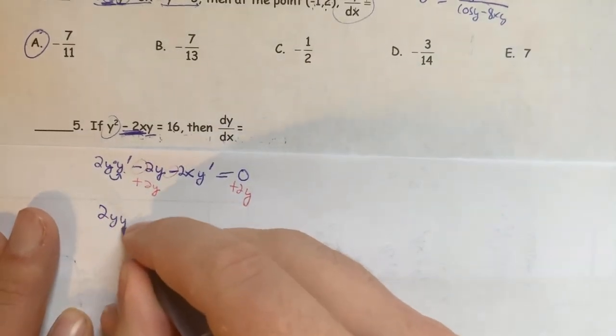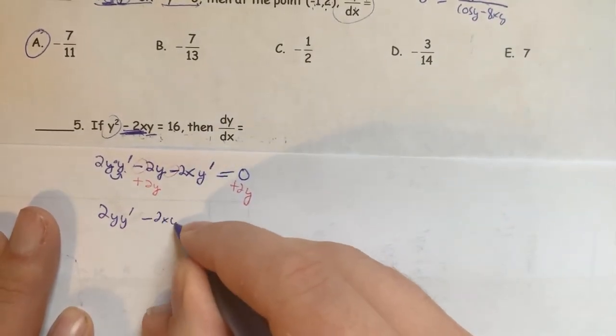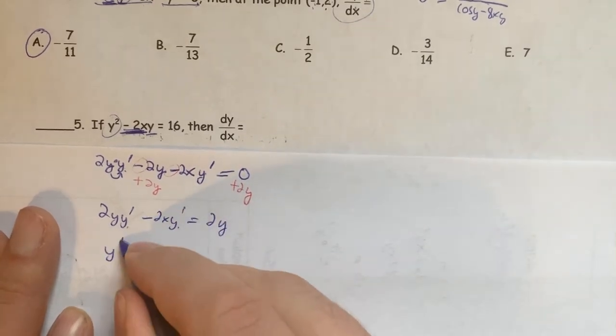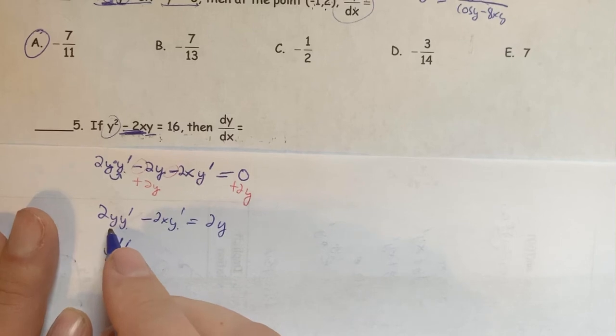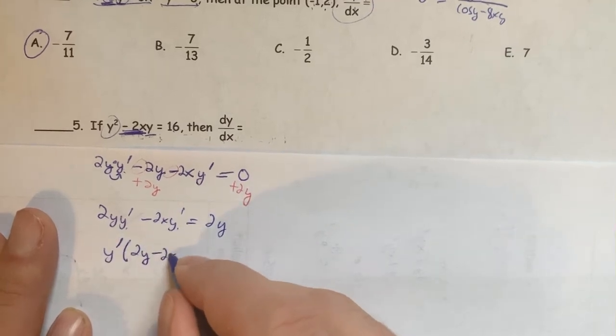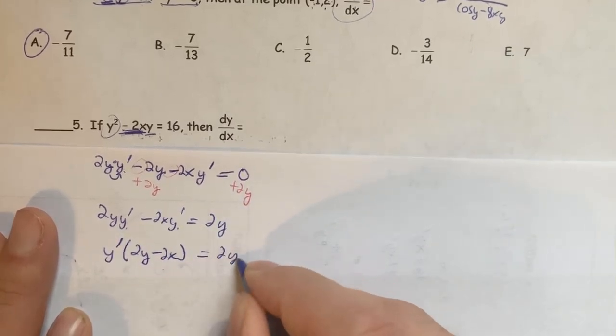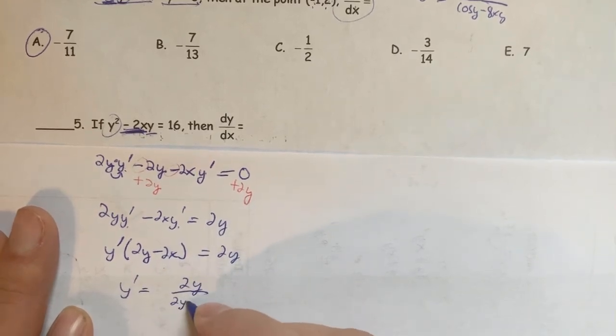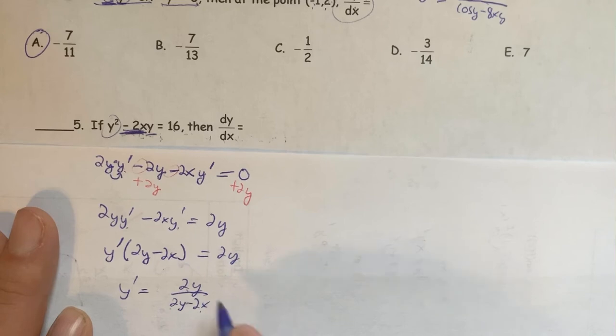So we get 2y prime minus 2xy prime equals 2y. We can factor out the y prime. So what's left over here is 2y minus 2x. And we can divide: 2y over 2y minus 2x. And I should notice that they all have 2's in them.